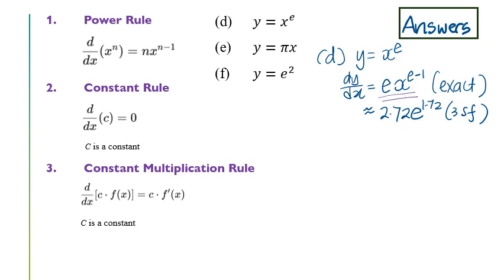But let's look at E. Pi x. So pi is a constant because pi is 3.142 and so on. It's a constant, it's an irrational number. All right, so you leave pi alone and you differentiate x. So x means x to the power 1, right?